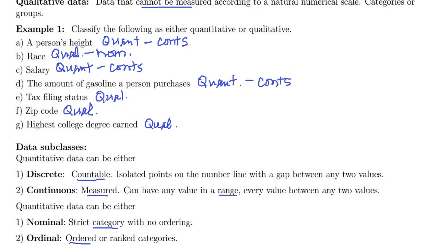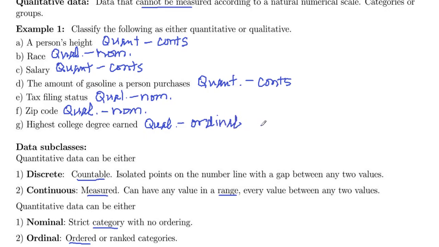Tax filing status we said was qualitative, no natural ordering there, so that's going to be nominal. Zip code is qualitative, there's no natural ordering there, that's going to be nominal. And then highest college degree, that's qualitative. However, there is a natural ordering here, so this is going to be ordinal.